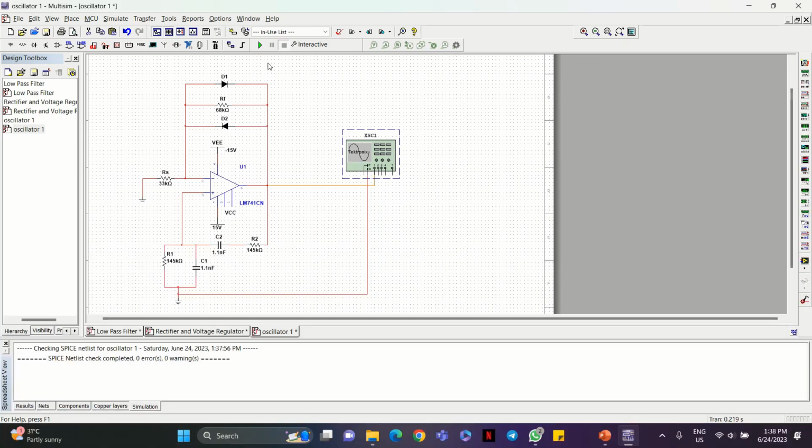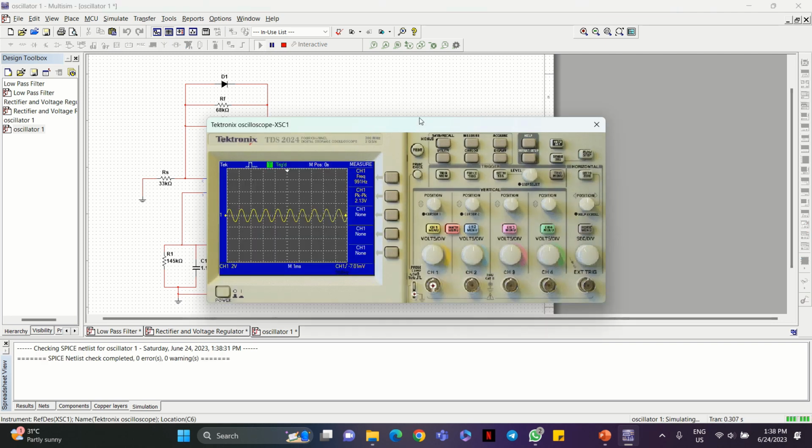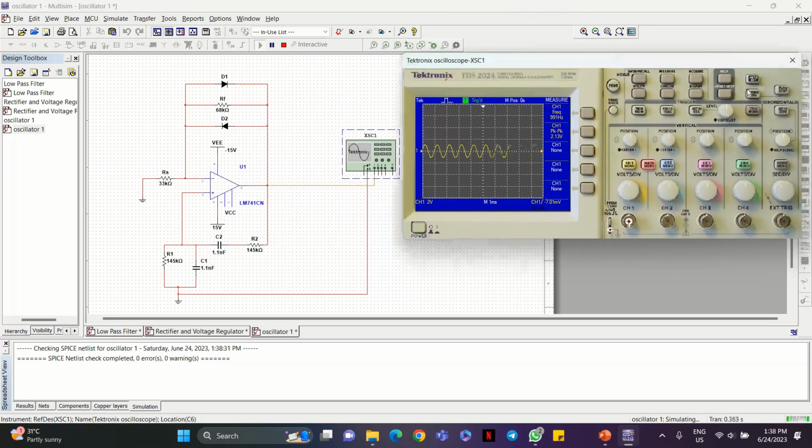Next, this is the simulation of oscillator 1. So we run the simulation and we get the output waveform as this. It's the same as the question for frequency. The frequency that we calculated is 997.84 Hz, and we get from the simulation 991 Hz. That is the result of the simulation.